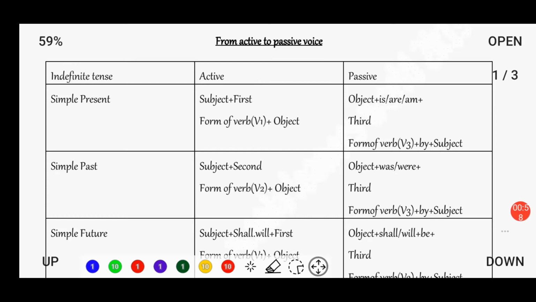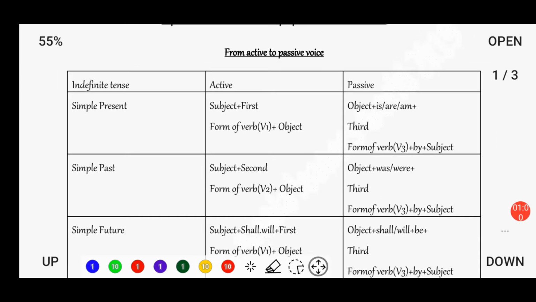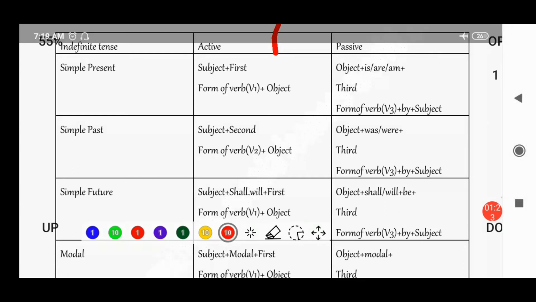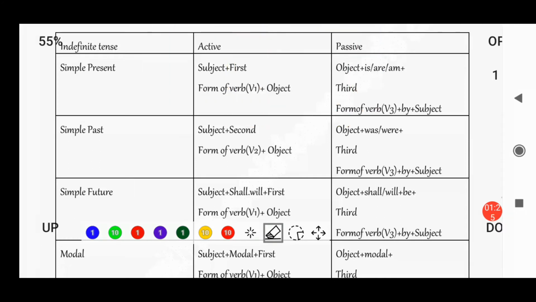First of all, in today's session, we are going to cover four types of tenses. The first one is the simple present tense, the second one is the simple past tense, the third one is the simple future, and the fourth kind are those sentences which have a modal verb present inside them. And how to convert those sentences? Our first type of sentence is the simple present tense.